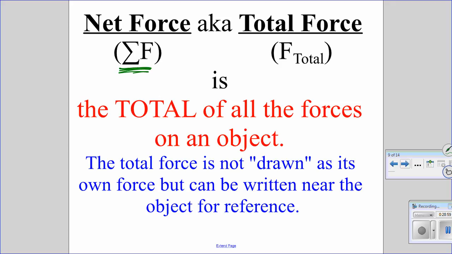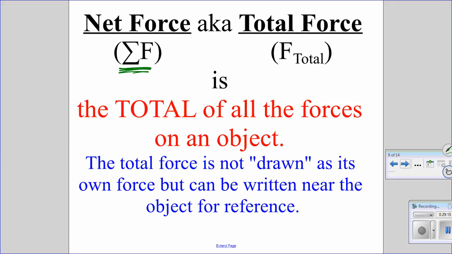The Greek letter sigma. You know how in math the triangle, delta, means change in? The triangle means change in, which means subtract. The Greek letter sigma means total. It means add all these things together.